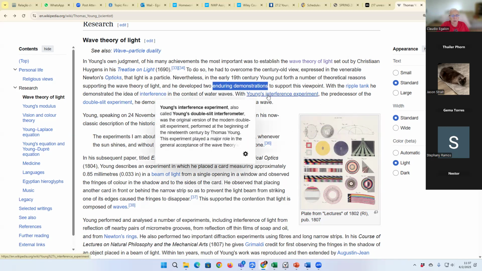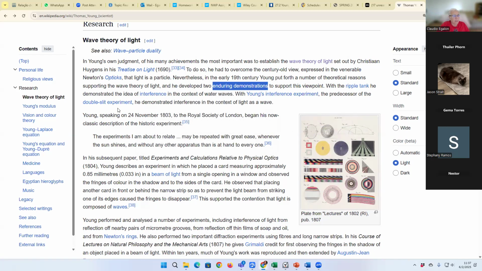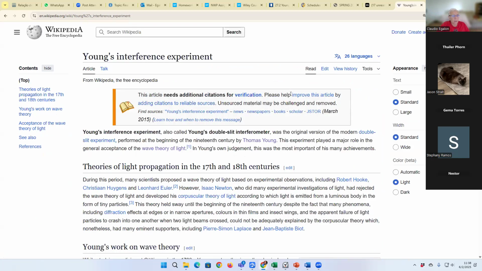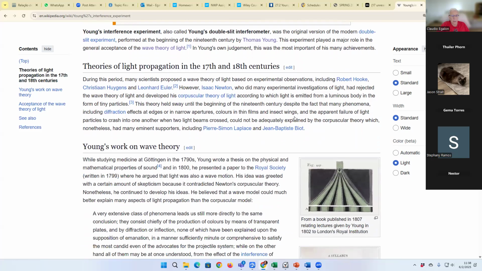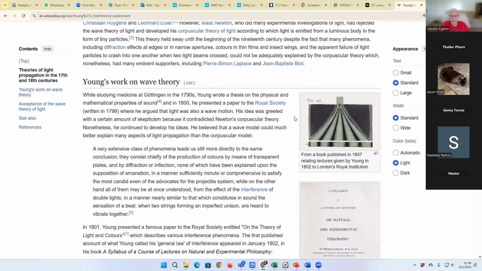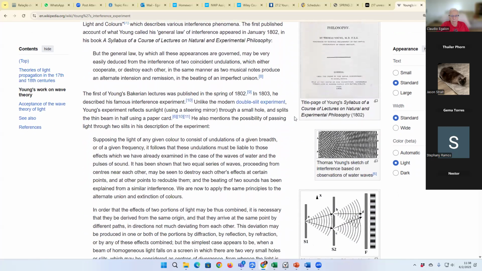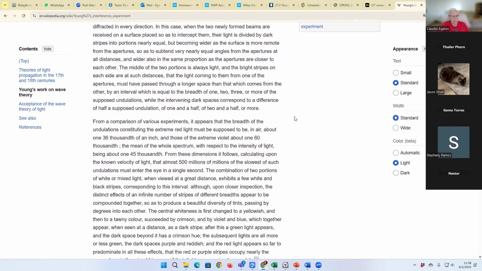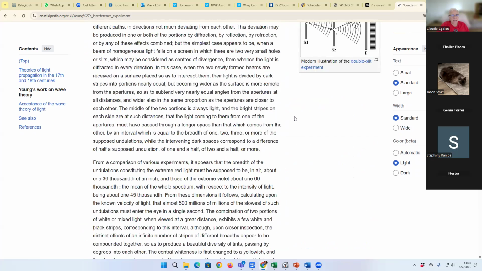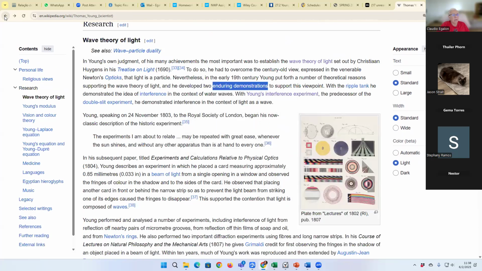With Young's interference experiment, the predecessor of the double slit experiment, he demonstrated interference in the context of light waves. Let's take a look at Young's interference experiment. Okay, here you go. We have details of the Young interference experiment here. Isn't that nice that we have Wikipedia nowadays? Right? I didn't have that during my time. We are going to go through this theory right now, but I want you to have a historical background of how the thing came about.